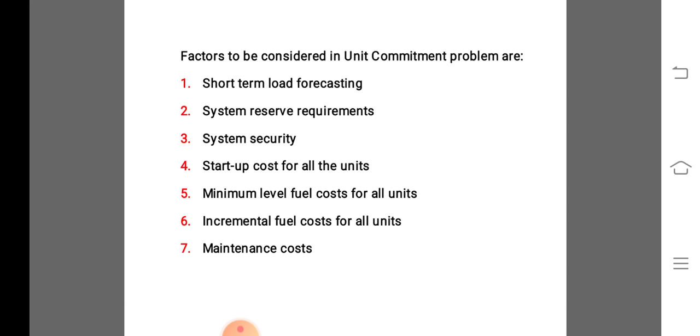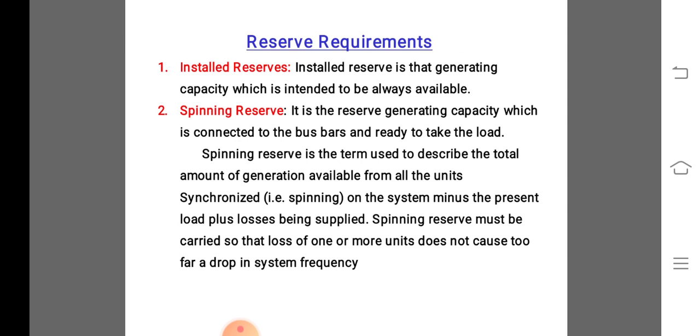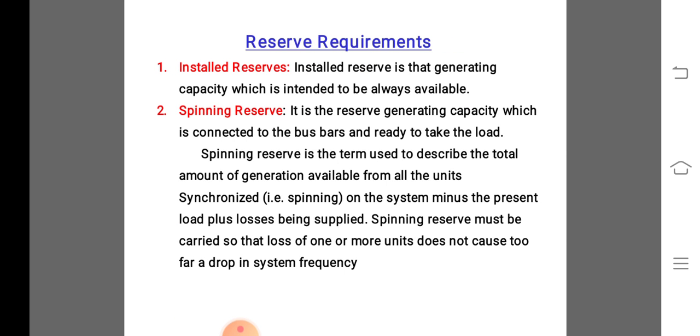So the factors to be considered in the unit commitment problem are short-term load forecasting, system reserve requirement, system security, startup cost for all the units, minimum level fuel cost for all units, incremental fuel cost for all units, and maintenance cost. Let's see the reserve requirements.